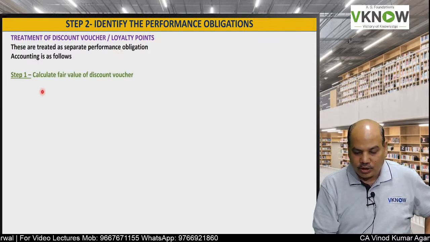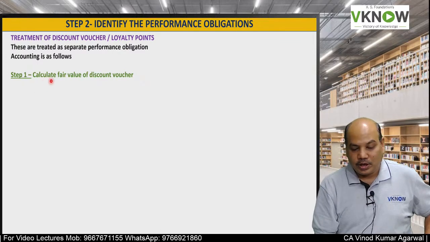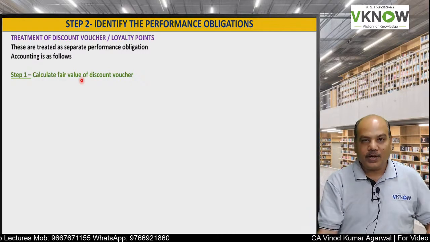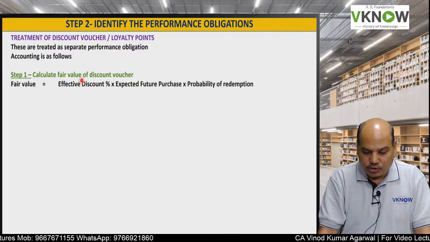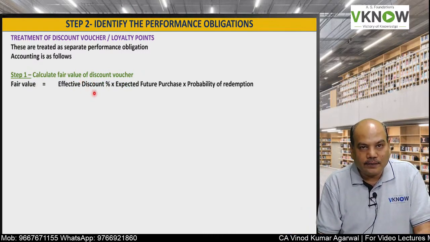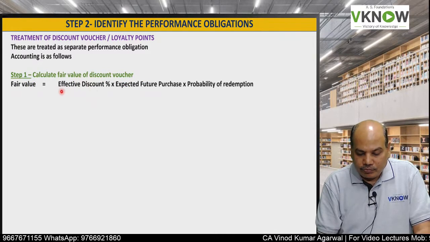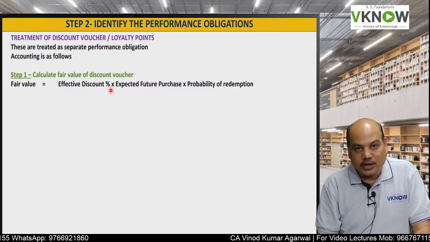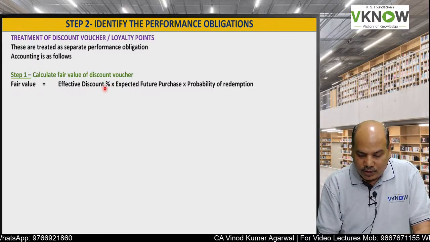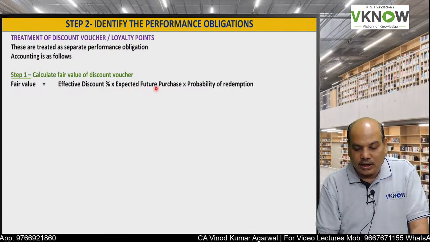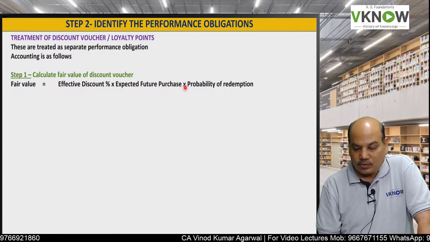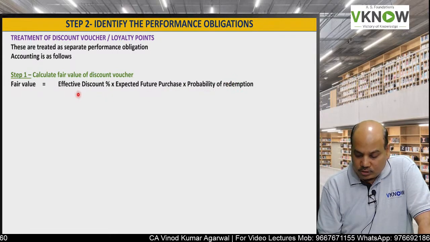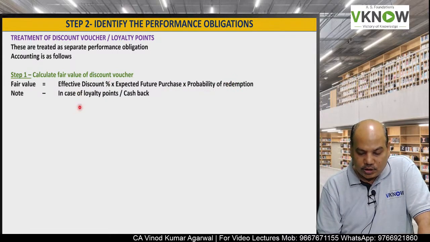So what is the accounting treatment? The accounting treatment for discount voucher is to first calculate the fair value of the discount voucher. How do you calculate the fair value of a discount voucher? We will take the effective discount percentage. What is the effective discount the company is offering, into expected future purchase, into probability of redemption. This will give you the fair value of the discount voucher.